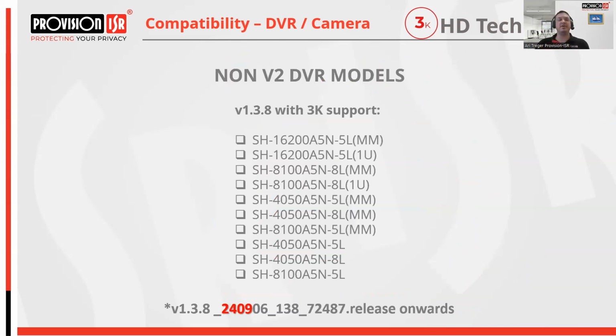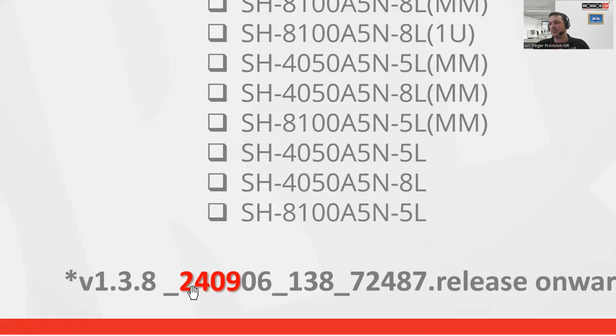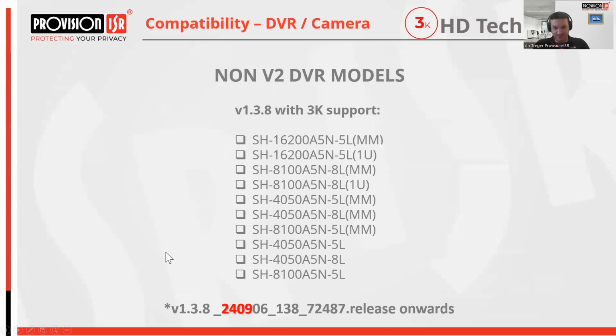What if I have a non-V2 model? Non-V2 models must be running firmware version 1.3.8 from September the 24th onwards. You can easily identify that by looking at the firmware, and inside the firmware, there should be a date that says 2409. So all versions 1.3.8 running 2409 and upwards will be compatible with 3K cameras. Please note that any version 1.3.8 firmware release prior to this date will not support 3K.